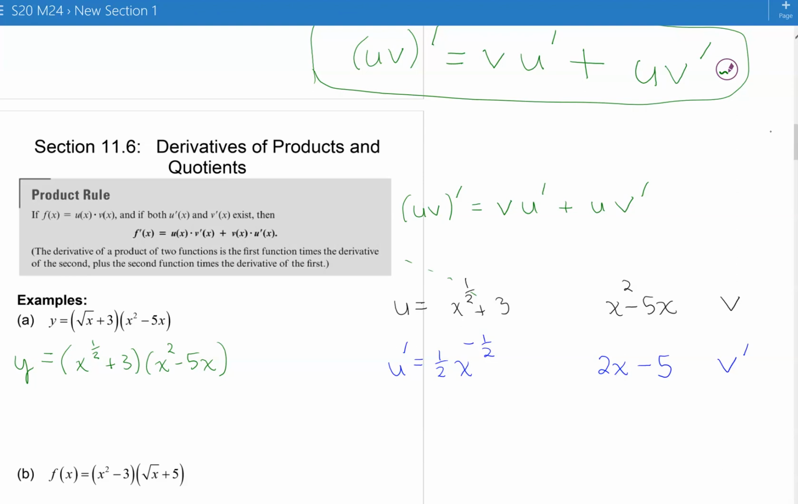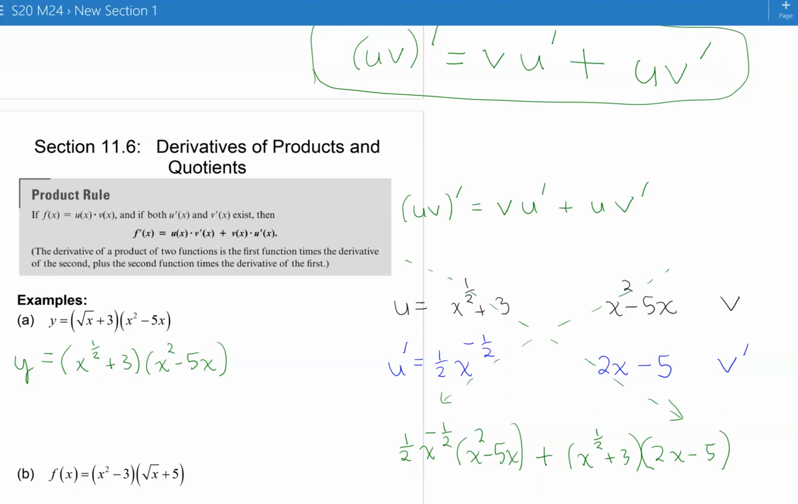Okay, then I'm going to do my diagonal multiplication, and I'm just going to write it out first because it's going to take some work. It's going to be (x to the 1/2 plus 3) times (2x minus 5). And then when I do the diagonal multiplication the other way, I'm going to have 1/2 x to the negative 1/2 times (x squared minus 5x), because the order of the multiplying doesn't matter. And we're going to label this y prime. So as long as you have one function and the other one's derivative, and then switch which one has the derivative and which one's unchanged, your product rule is going to work.